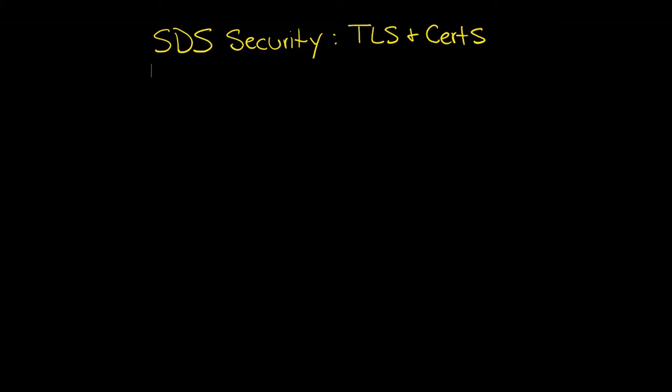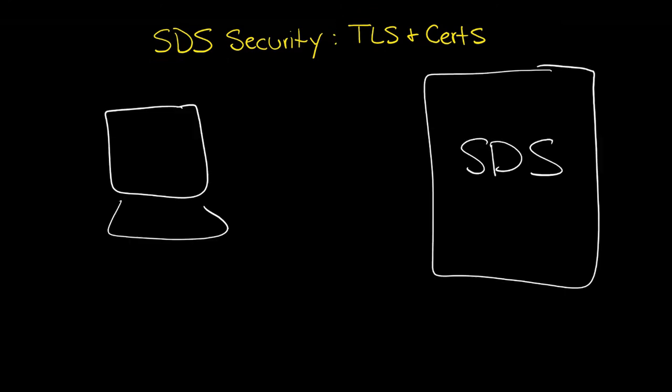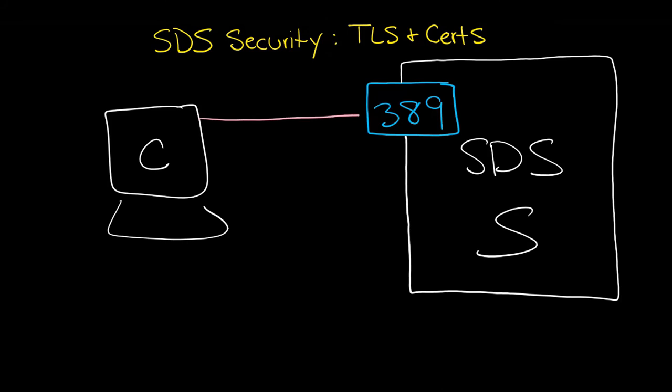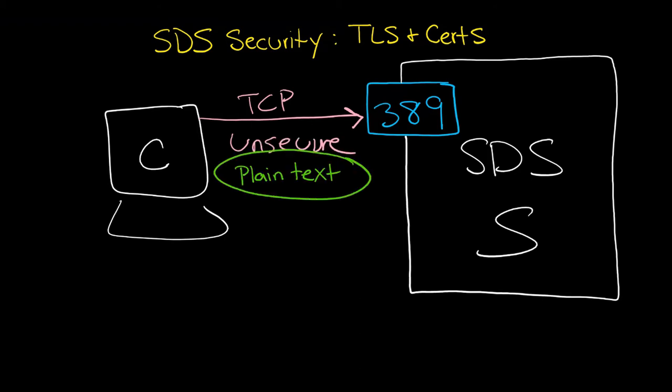In this video, we're going to set up an IBM Security Directory server using TLS and certificates for both client and server communication. So if this is our client and this is our server, the traditional way for the two to talk is that the client will contact SDS over TCP port 389, and this is an unsecure or an insecure connection. And by that, I mean the communication is plain text.